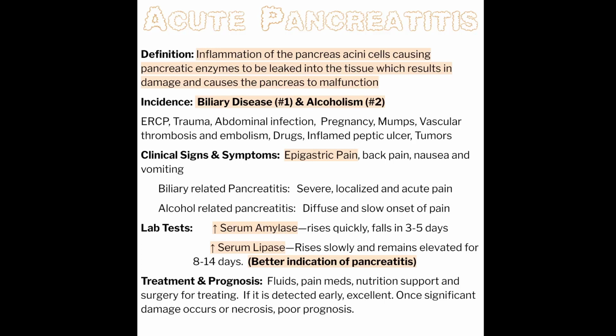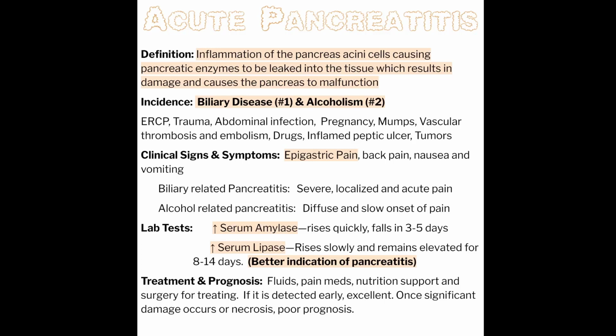And we're going to define acute pancreatitis as inflammation of the pancreas acini cells causing pancreatic enzymes to be leaked into the tissue, which results in damage and causes the pancreas to malfunction. So let's go ahead and unpack that definition a little bit more. We know that pancreas and itis, right away, that should tell us inflammation of the pancreas. But what we need to specifically look at is where that inflammation is occurring.